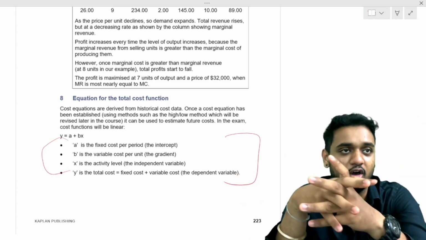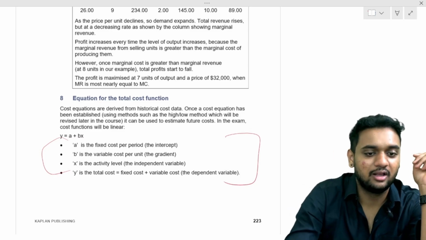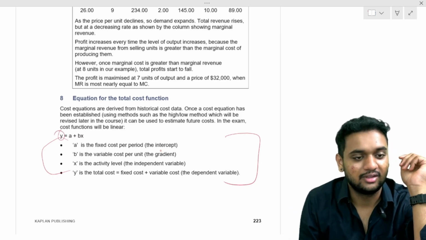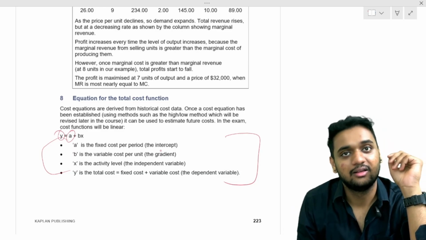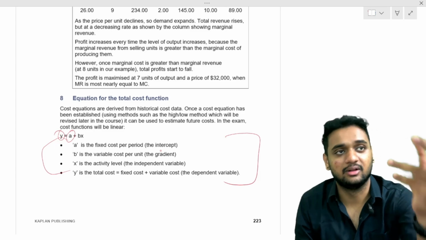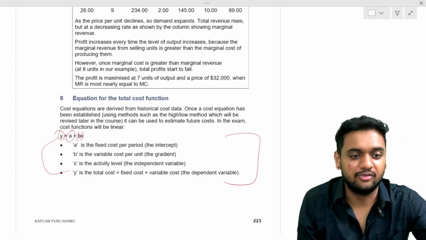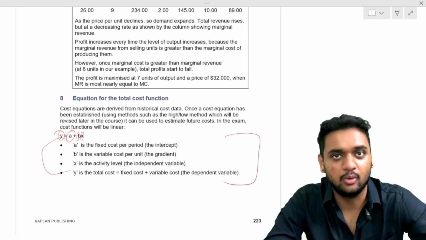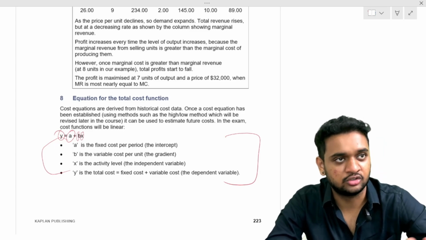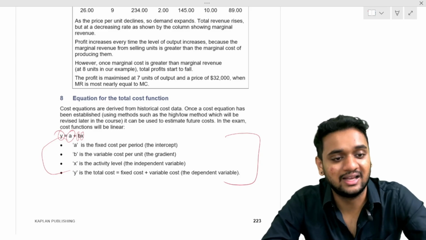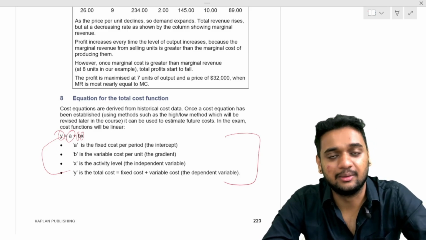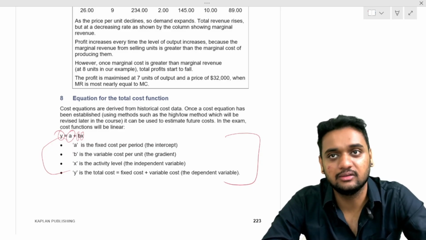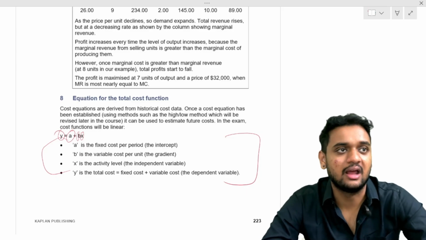That is what they have given in formula terms. Y is nothing but the total cost. A is nothing but the fixed cost. B is nothing but the variable cost per unit. X is nothing but the number of units. They have different names for everything, and I will tell you what they mean. Y is total cost, no change. A is called the intercept. Every name given here has a meaning.